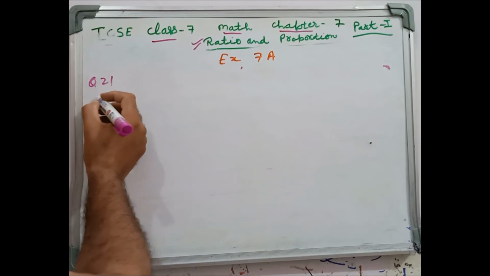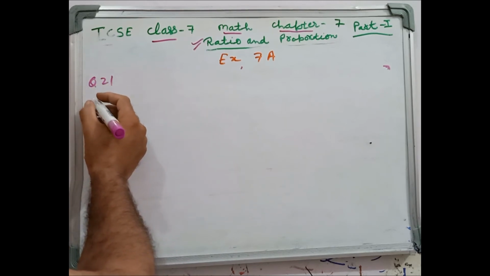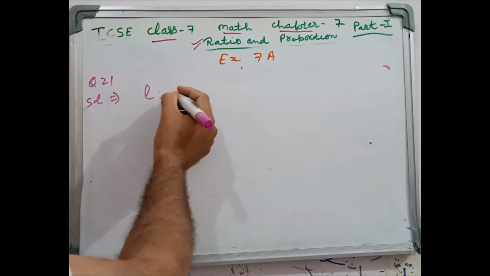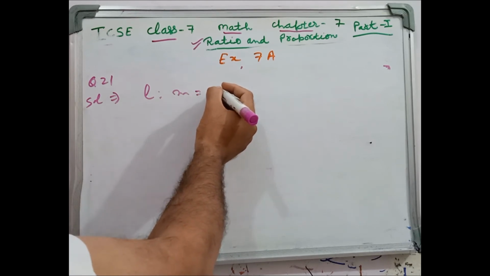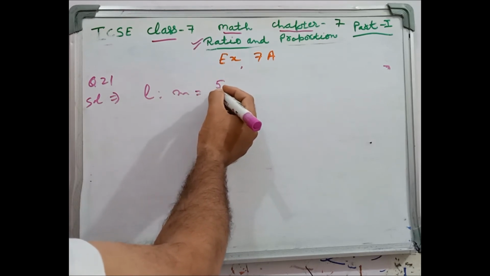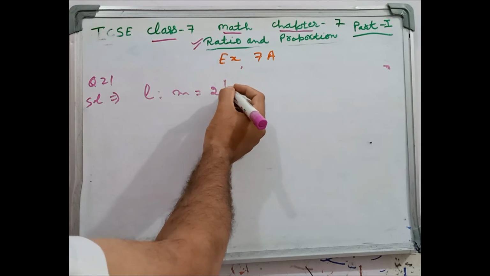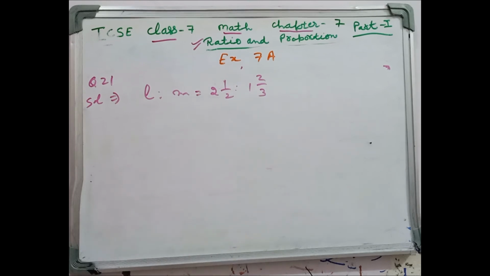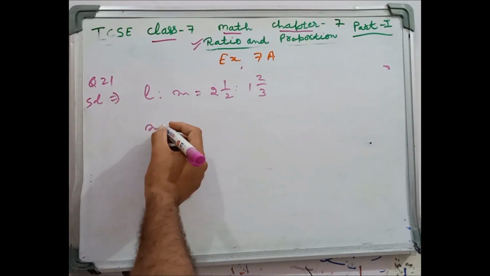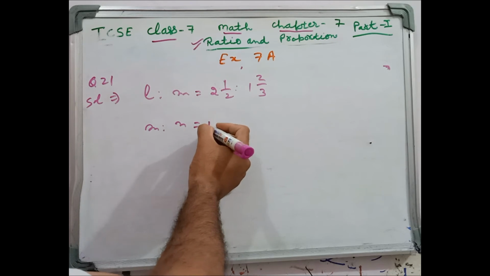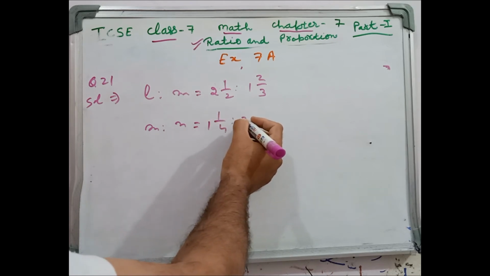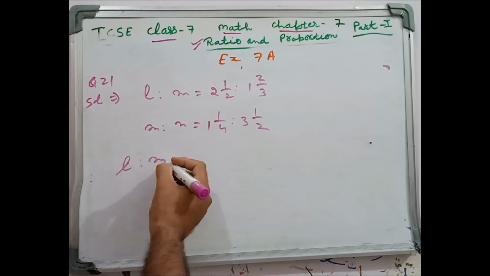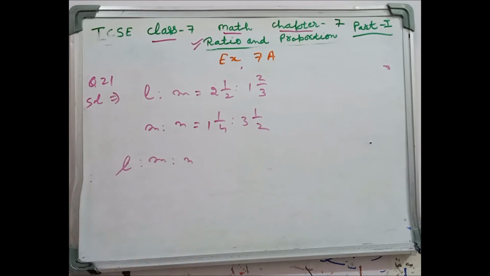Question 21 is, he is saying if L ratio M is equal to 2 1 by 2 ratio 1 2 by 3, and M ratio N equal to 1 1 by 4 ratio 3 1 by 2, then we have to find out L ratio M ratio N, right, students?